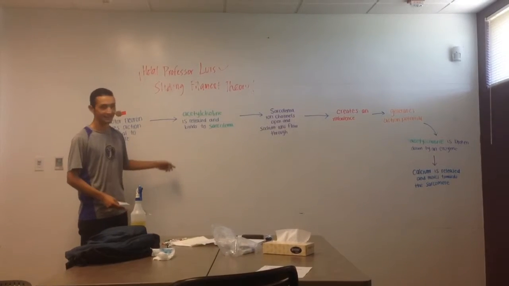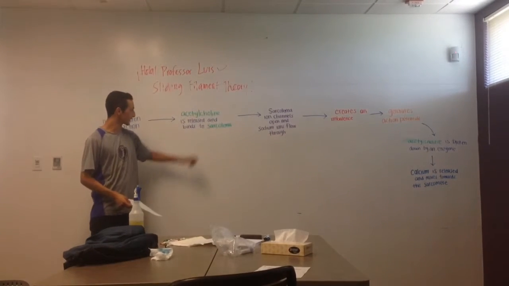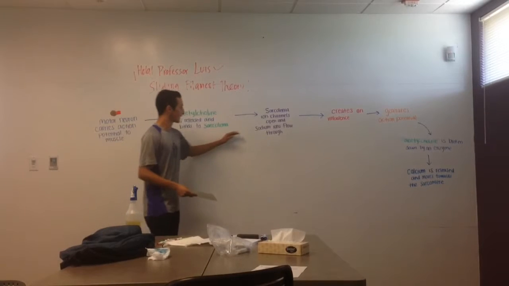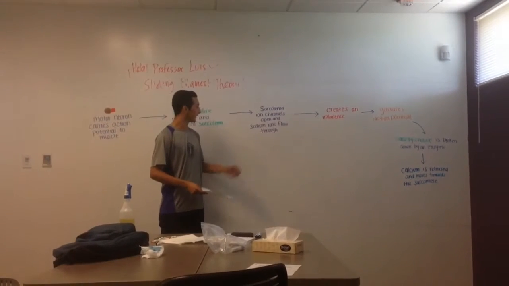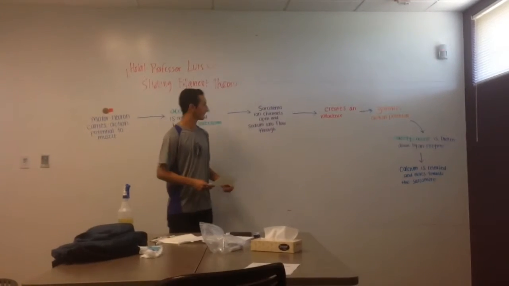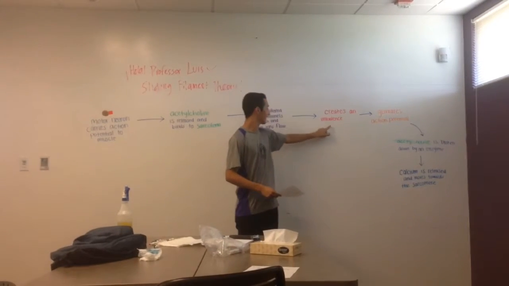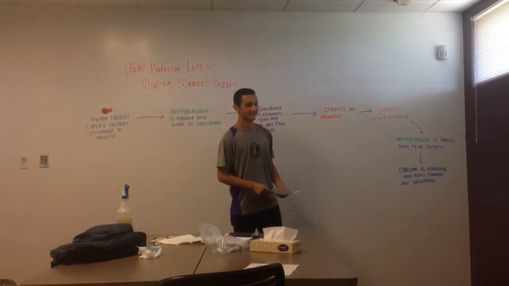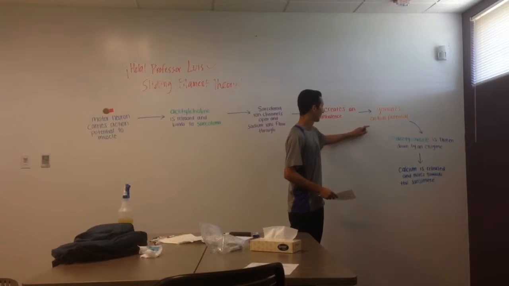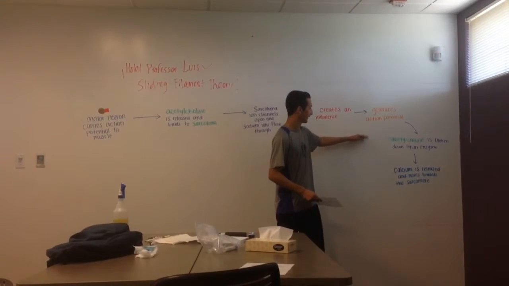Acetylcholine is released and binds to the sarcolemma. Sarcolemma ion channels open and sodium ions flow through. This creates an imbalance. Then it generates action potential.